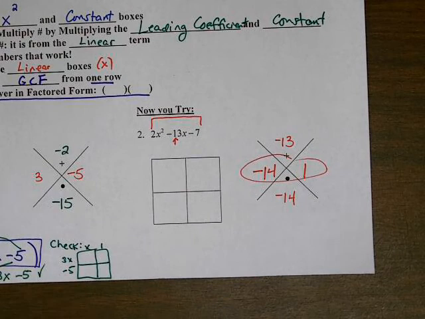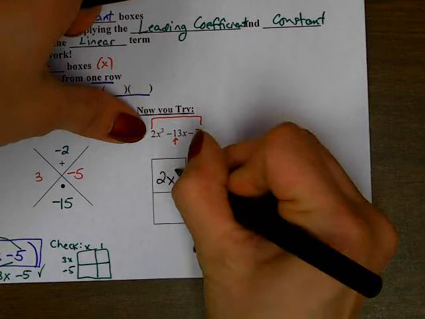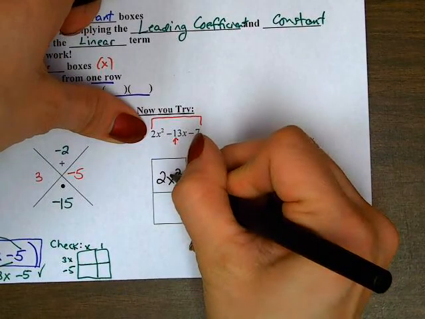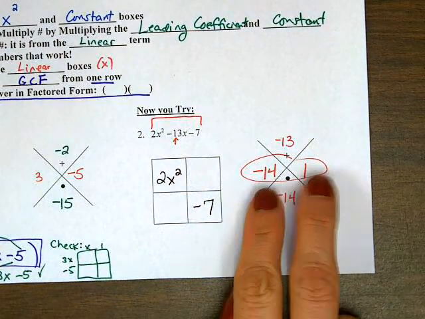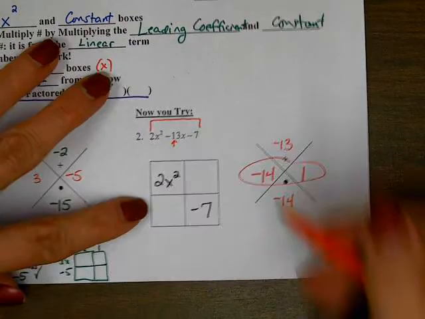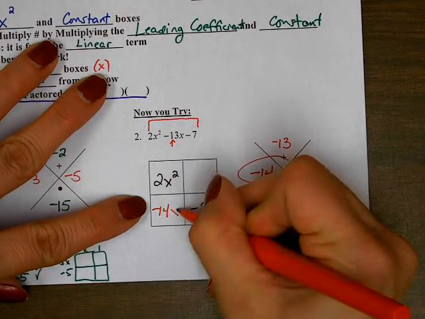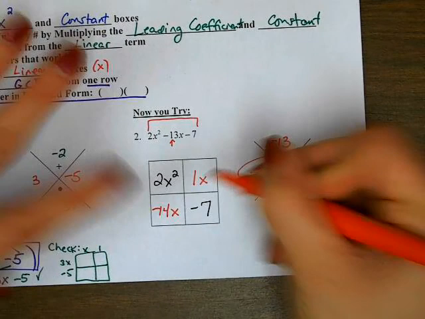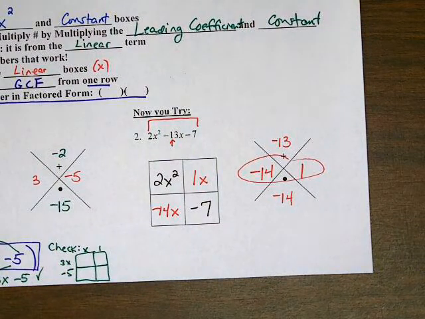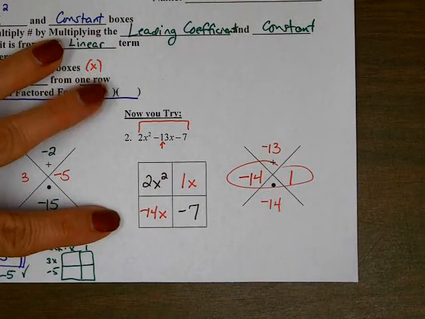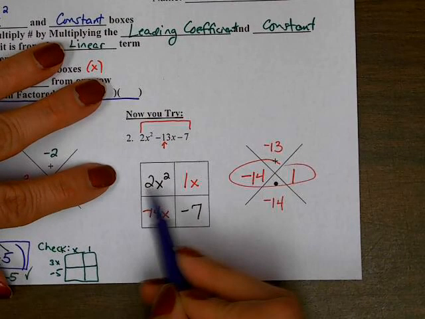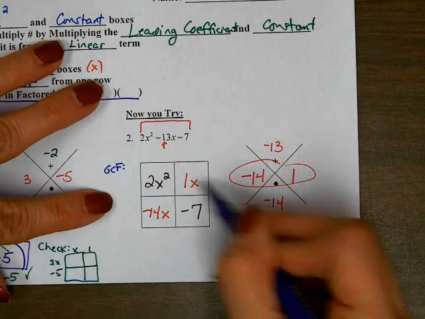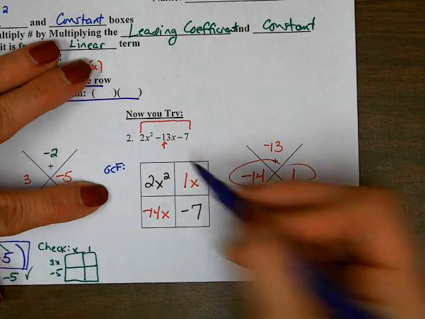So the first two boxes you're supposed to fill out, we know that the 2x squared goes in the first box, negative 7 goes in the last box, and what did we just figure out goes in the linear boxes? Negative 14x and 1x. Okay, now we got to look for one row, find the easiest row that you want to take the GCF out of. Maybe I'll look at this one right here. Okay, so I'll do GCF. It doesn't matter where you start. The chain reaction, everyone's going to get the same answers.